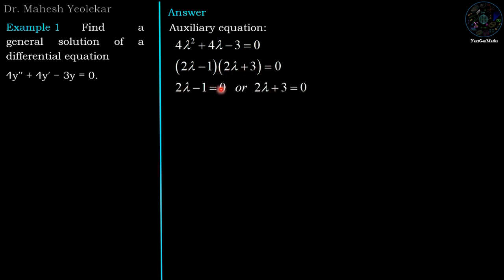So 2 lambda minus 1 equal to 0 and 2 lambda plus 3 equal to 0. So lambda has two values, lambda 1 equal to 1 by 2 and lambda 2 equal to minus 3 by 2.